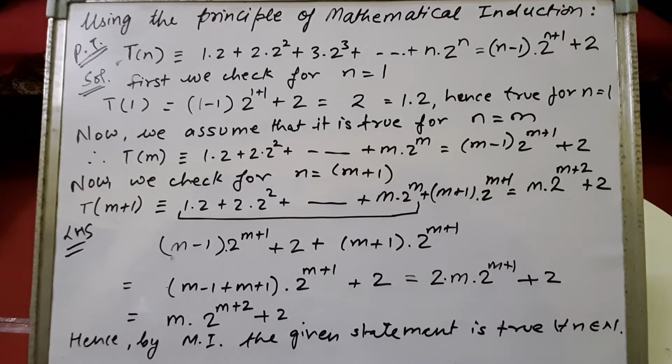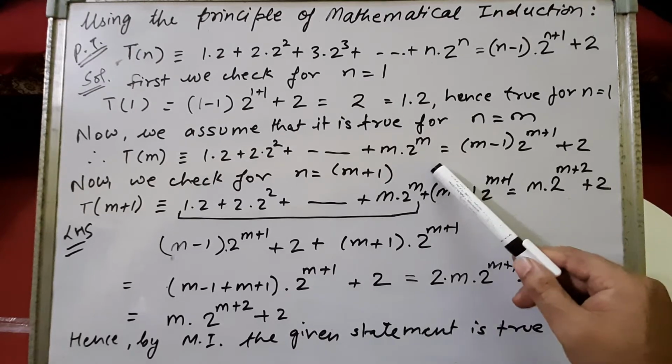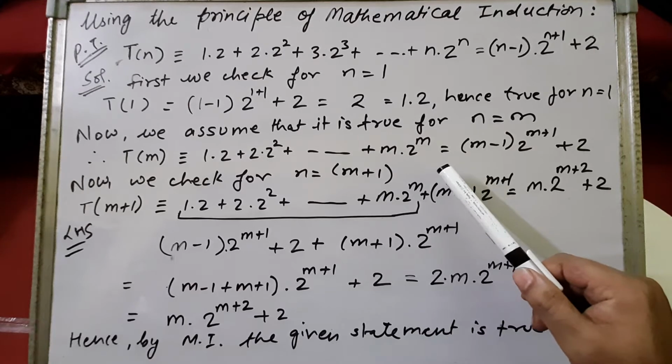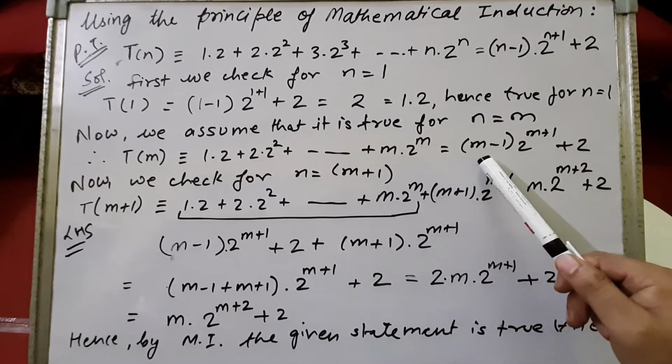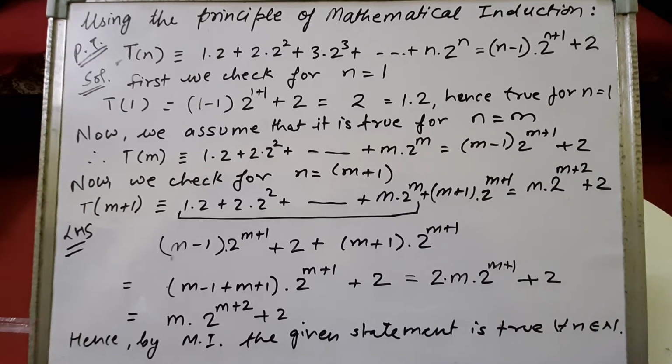Now we'll assume that it is true for n equals m. So if you put n equals m, the statement will become 1 into 2 plus 2 into 2 square plus and so on plus m into 2 to the power m equals (m minus 1) into 2 to the power m plus 1, plus 2. We get this statement, and we know that this statement is true because we have assumed it.